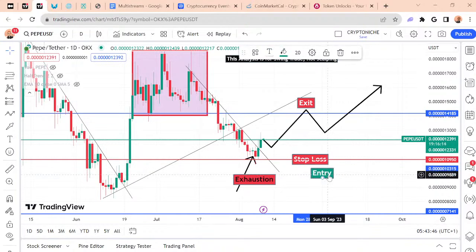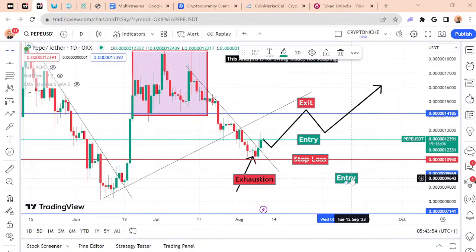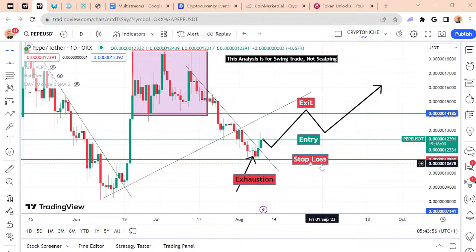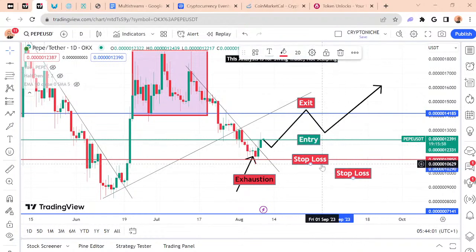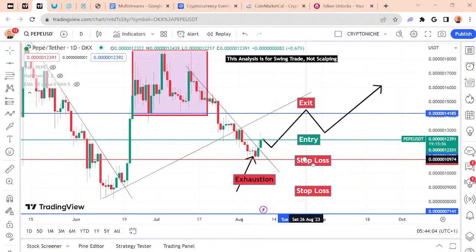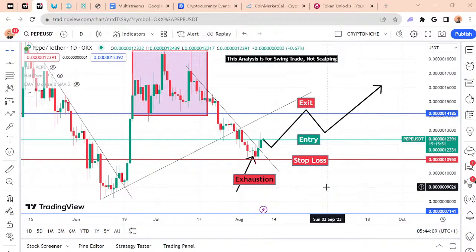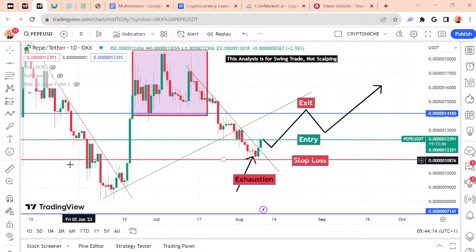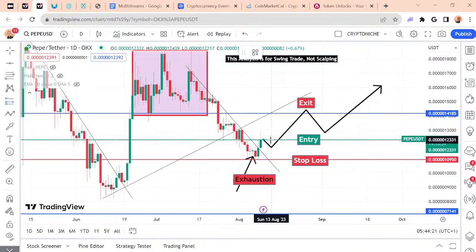Okay, I know what to do. Let me clone this and I'll move it here. Same way, I'll delete this. Same way, I'm going to clone this also and move it here. I don't want it to overlap. All right, now delete this. Awesome. So if you look at this now, this is a long position here. So you have a long position here.